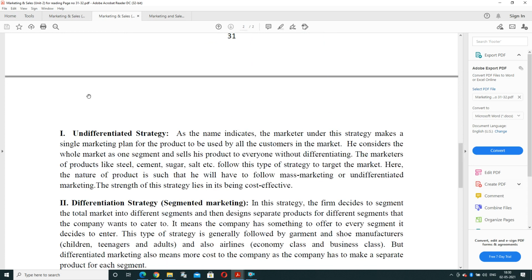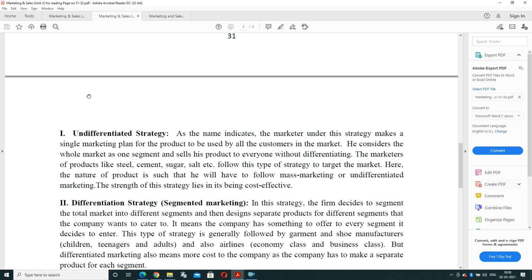Undifferentiated strategy is one in which there is no differentiation. There is no different product for everyone. As the name indicates, the marketer under this category makes a single marketing plan for the product. Everybody will use the same product. It will be used by all customers, the same product. There is no differentiation on the basis of age or income level. He considers the whole market as one segment and sells his product to everyone without differentiating.